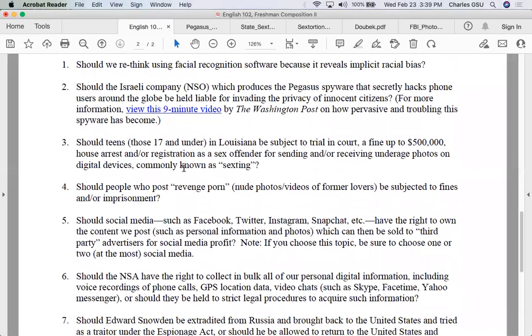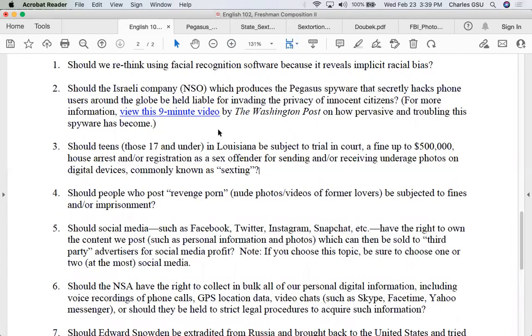So here's another possible question topic. Should teens, those 17 and under in Louisiana, or whatever state you happen to be in, but Grambling is in Louisiana, be subject to trial in court, a fine up to $500,000, house arrest, and or register as a sex offender for sending and or receiving underage photos on digital devices, commonly known as sexting, should that happen? And many of you might think, what? Like, that actually happens? It does.